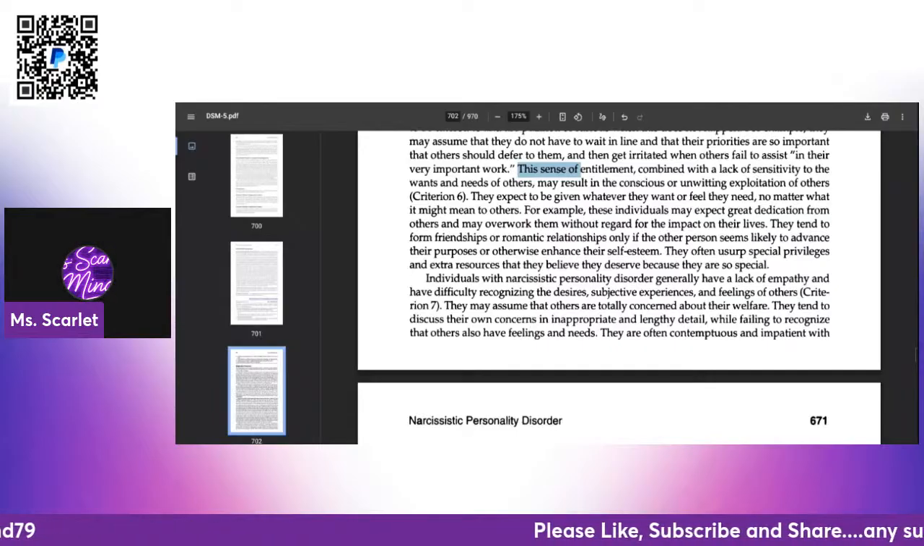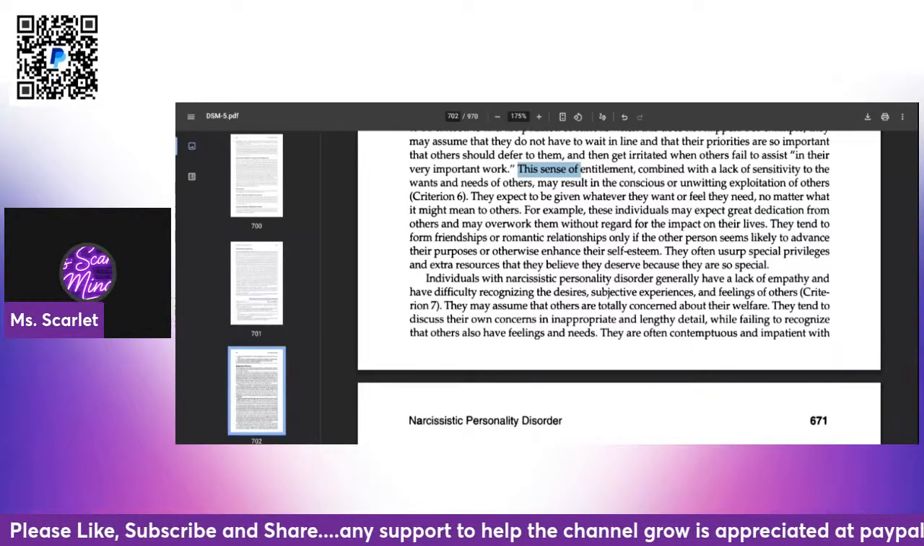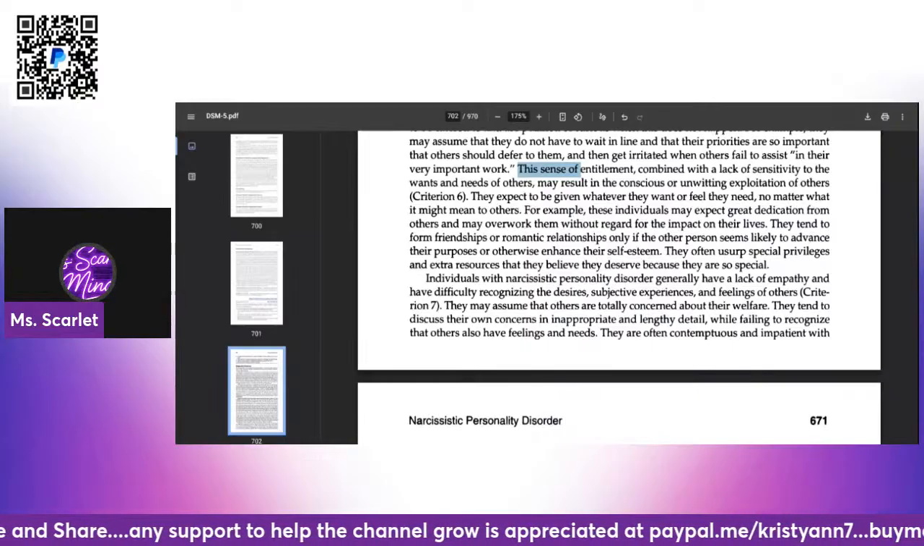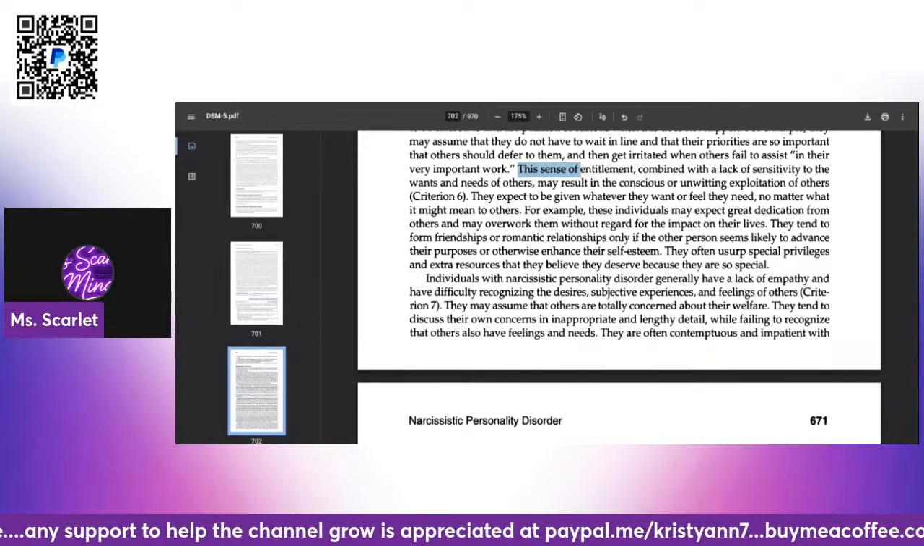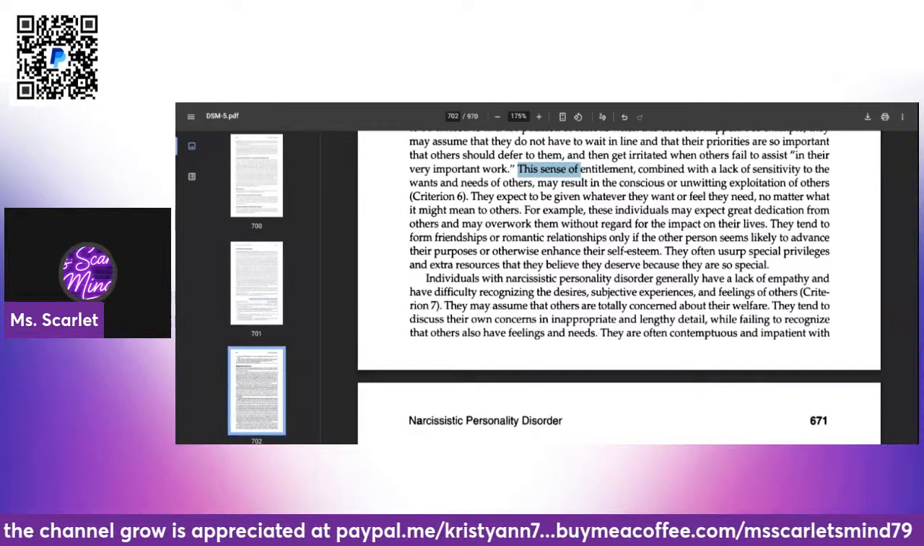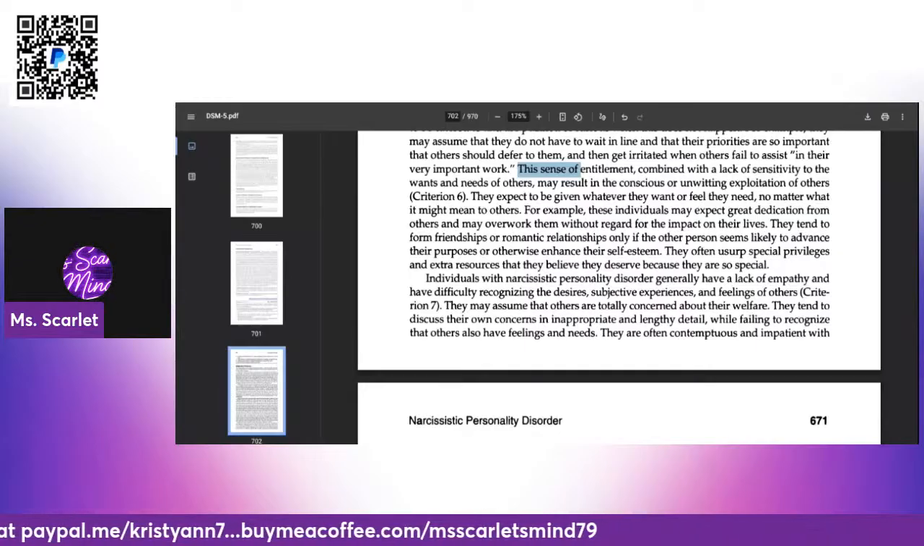Individuals with narcissistic personality disorder generally have a lack of empathy and have difficulty recognizing the desires, subjective experiences, and feelings of others. They may assume that others are totally concerned about their welfare. They tend to discuss their own concerns in inappropriate and lengthy detail, while failing to recognize that others also have feelings and needs. I think we can all think of someone like that.